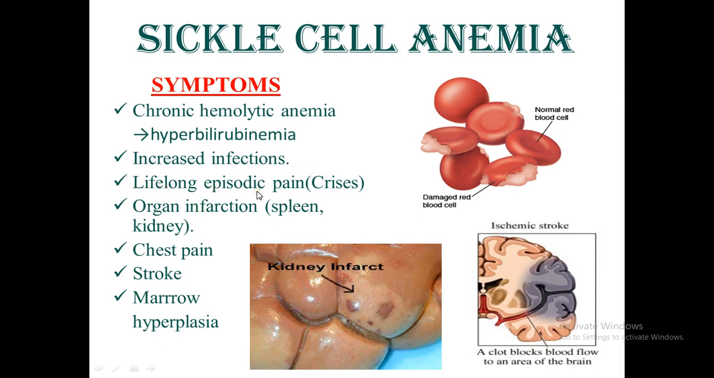And lifelong episodic pain, which are called the sickle cell crises. There is organ infarction in the spleen, the kidney, the brain, etc. There can be chest pain if there are infarcts developing in the myocardium, stroke if there are infarcts in the brain, and marrow hyperplasia in an effort to make more RBCs to supply more hemoglobin, which can supply more oxygen to the cells. The marrow becomes hyperplastic, and we had seen the sign which can easily be seen in the skull of that patient.